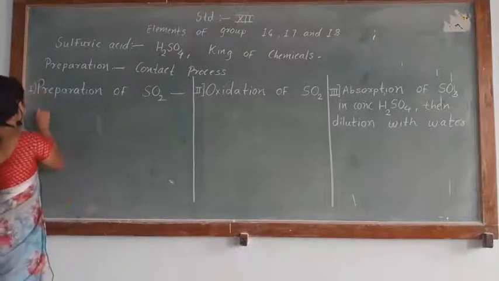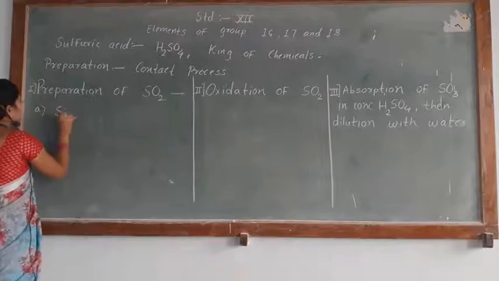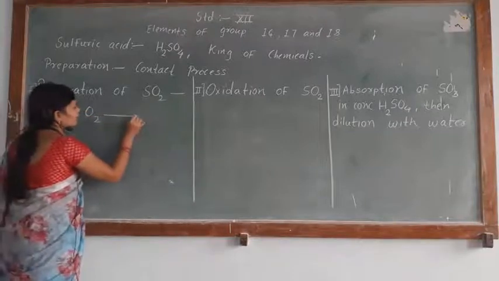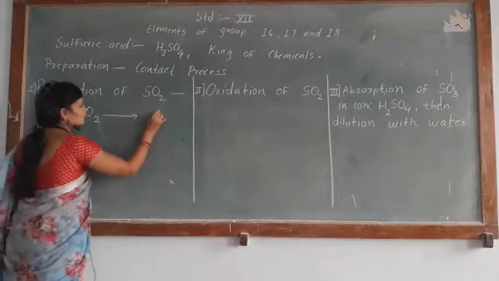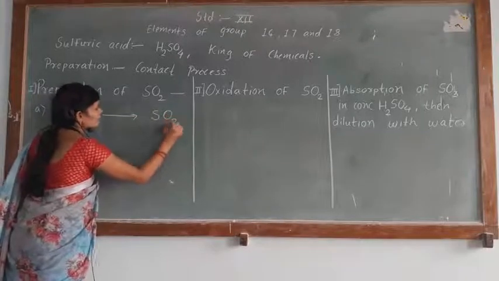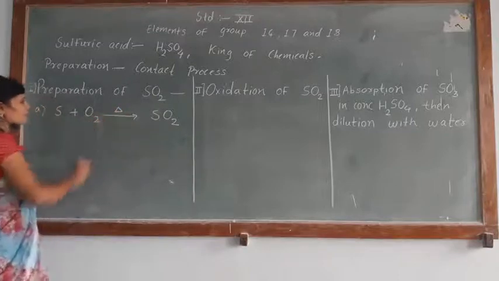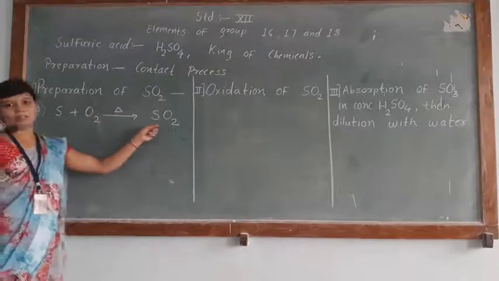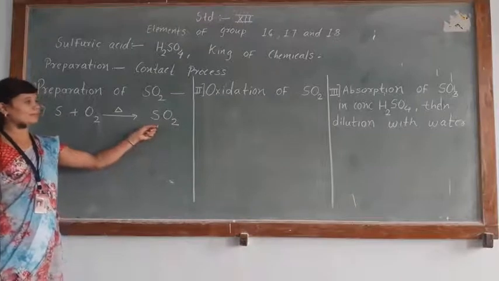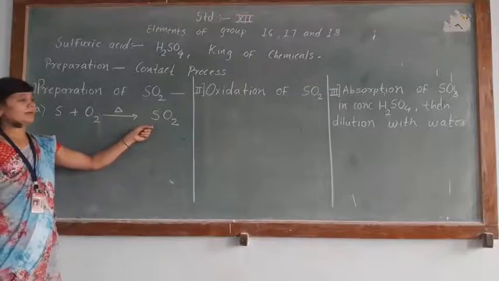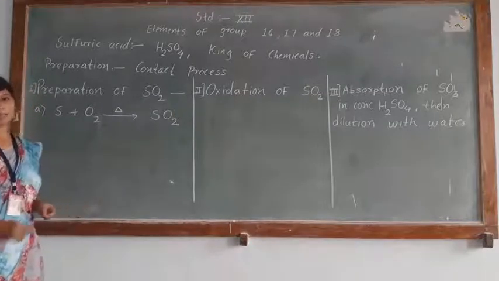When sulfur burns in presence of oxygen or air, it gets oxidized to sulfur dioxide. Burning of sulfur in presence of oxygen forms sulfur dioxide. Again, this sulfur dioxide may also be prepared from iron pyrite.